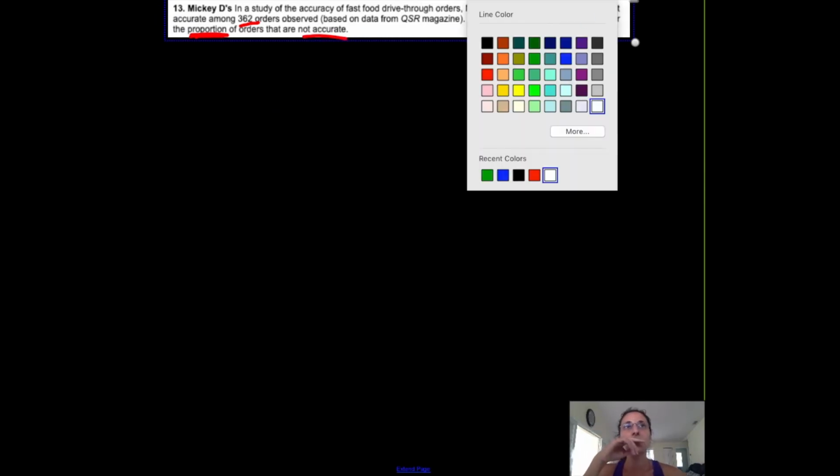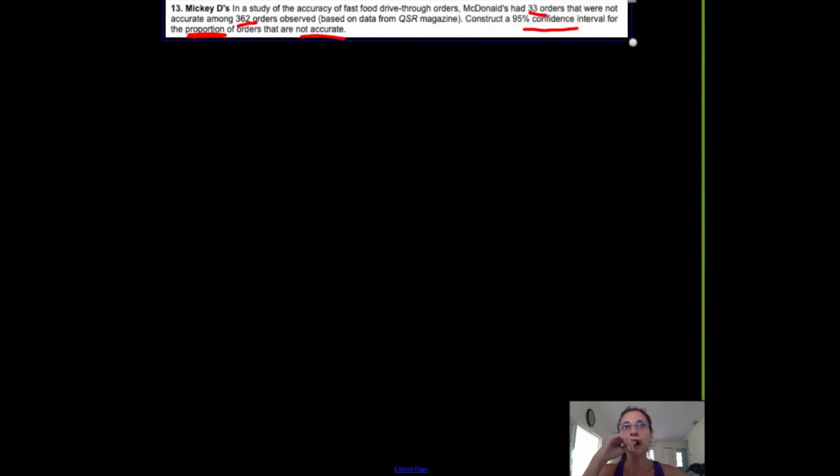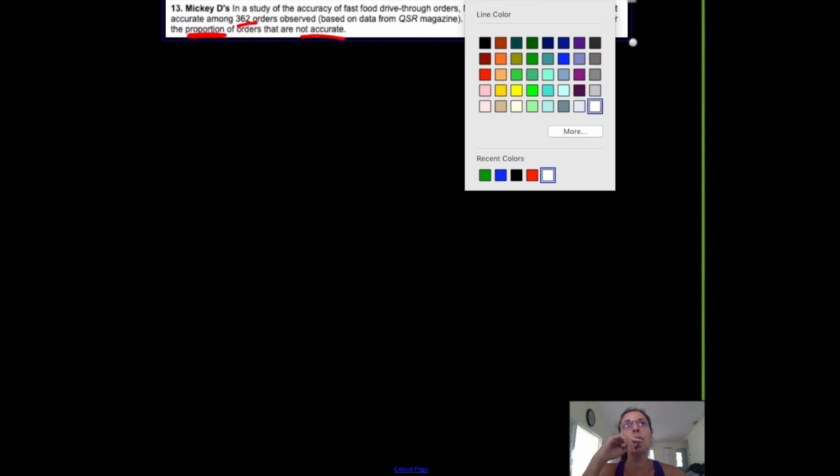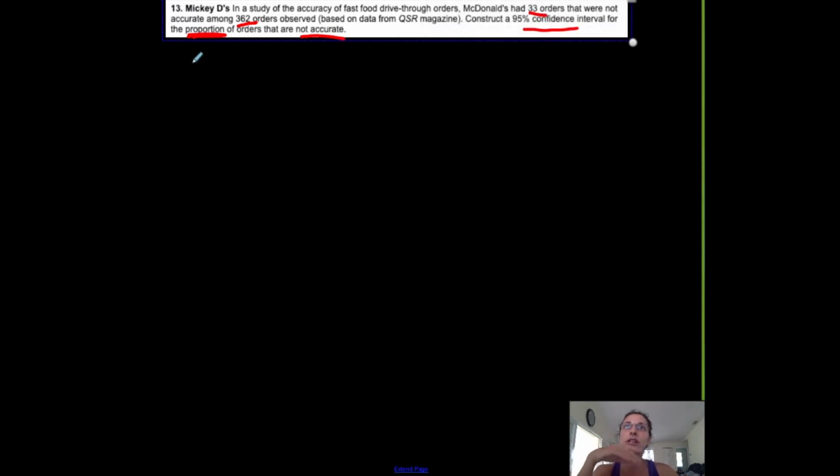In a study of the accuracy of fast food drive-through orders, McDonald's has 33 orders that are not accurate among 362 orders. Sounds like a piece of a total to me. Construct the 95% confidence interval for the proportion of orders that are not accurate. So, all right, I pulled out my information that I want.